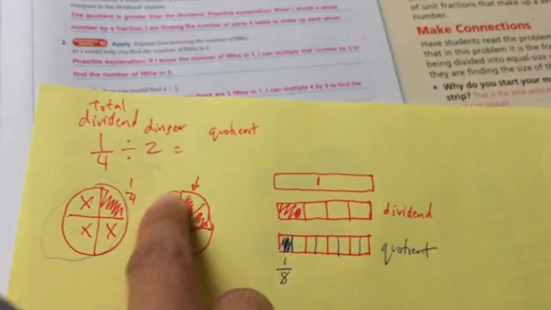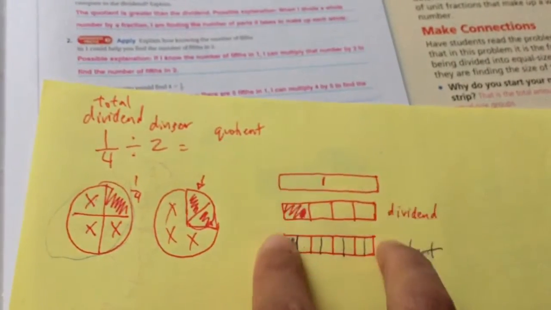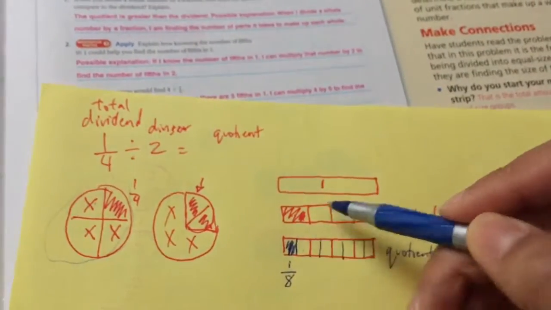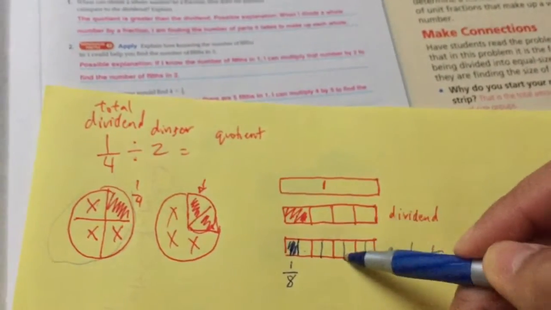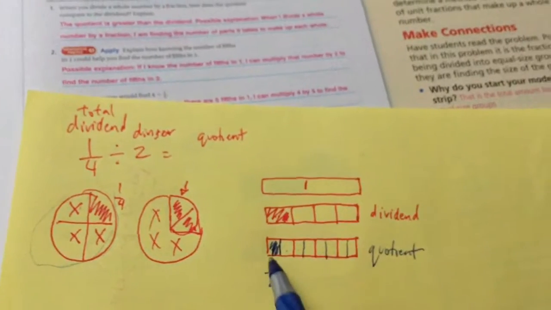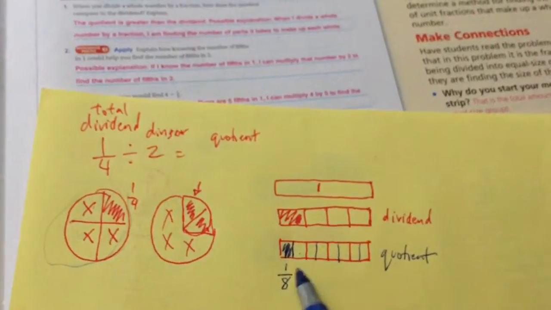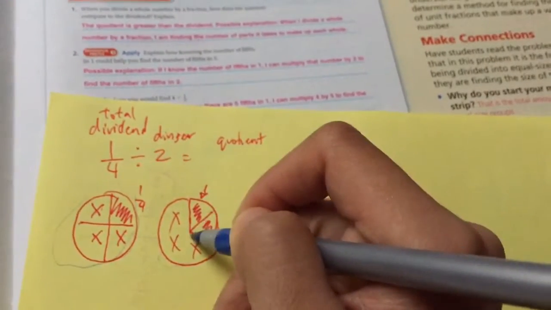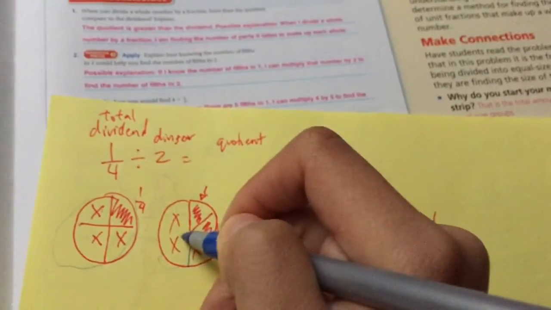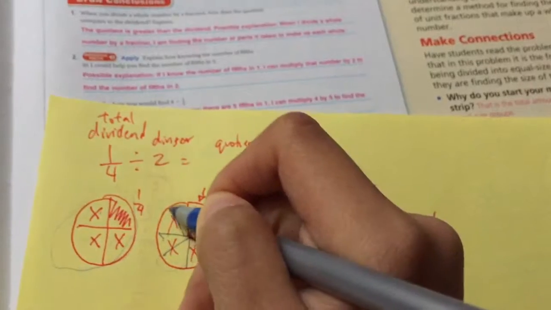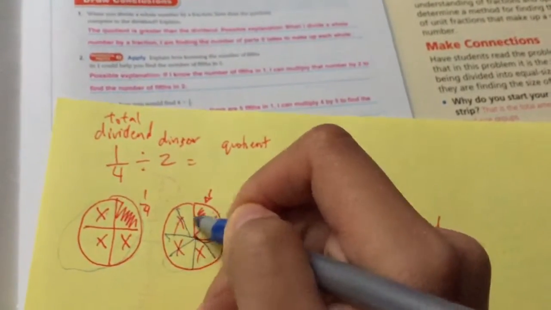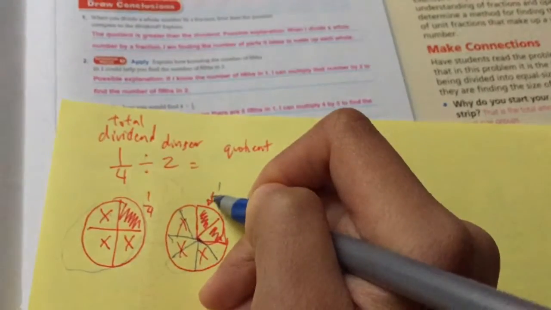In order to know, you have to look at the whole piece. When you split in half, what you're doing is you're splitting this in half, but you're also splitting this in half, and you're seeing how many pieces are there total. There's 8 pieces total. Even if you look at this one, if you split this in half, you'll have 1, 2, 3, 4, 5, 6, 7, 8 slices. So this is 1/8.